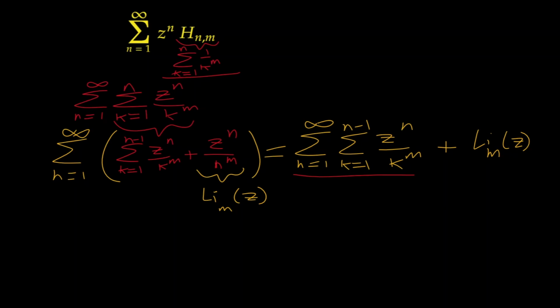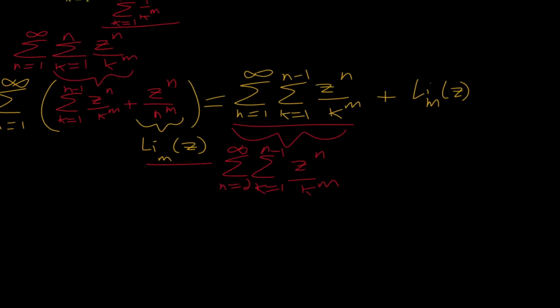We can rewrite this now as the sum from n equals 2 to infinity of the sum from k equals 1 to n minus 1 of z to the n over k to the m. But this right here isn't the nicest, right? Ideally, we'd like to maybe get another term where we can factor out another polylogarithm. So let's reindex this sum over n starting at 1.